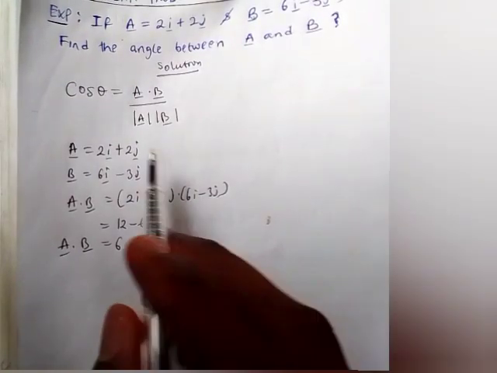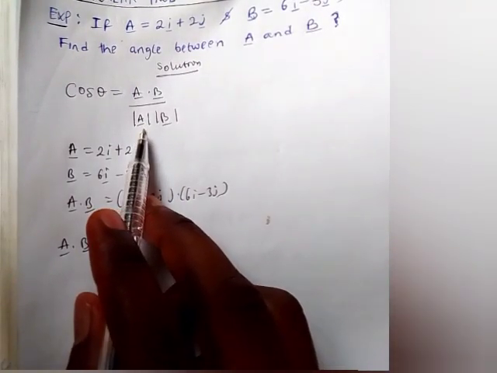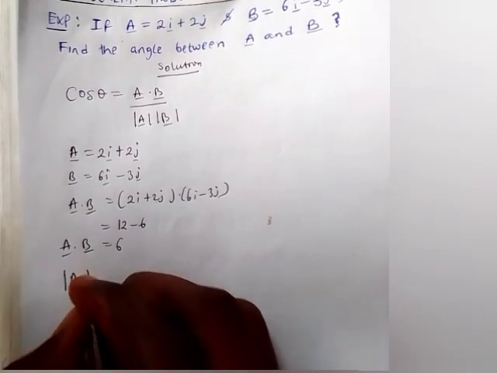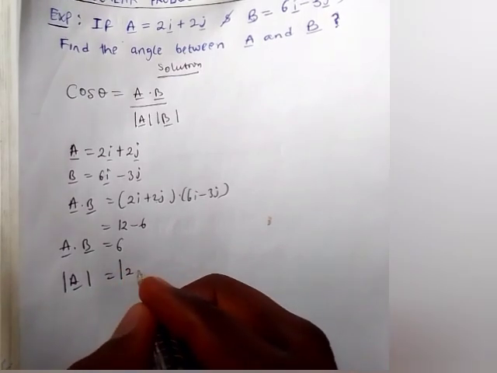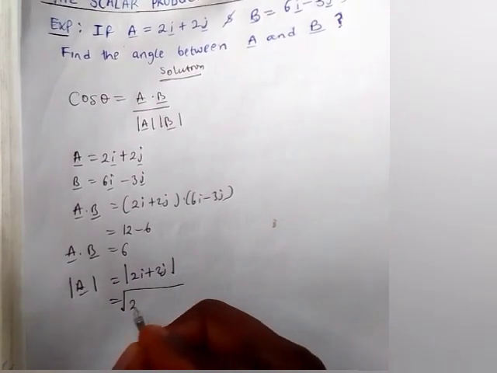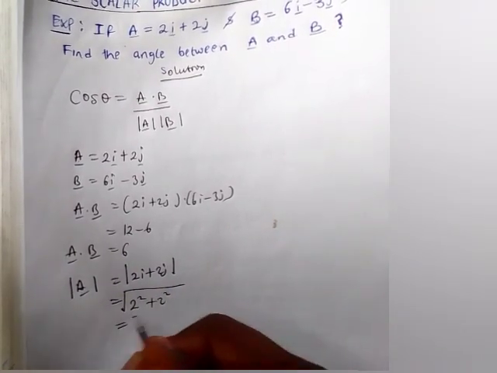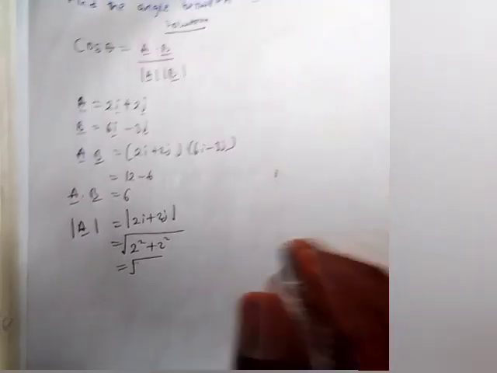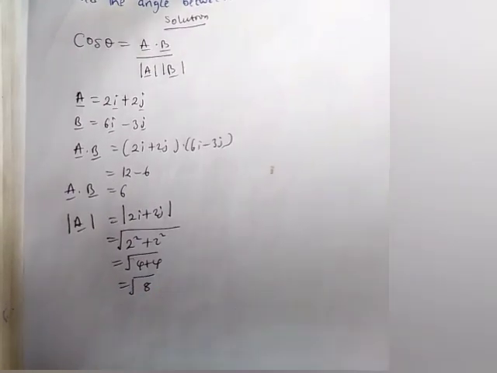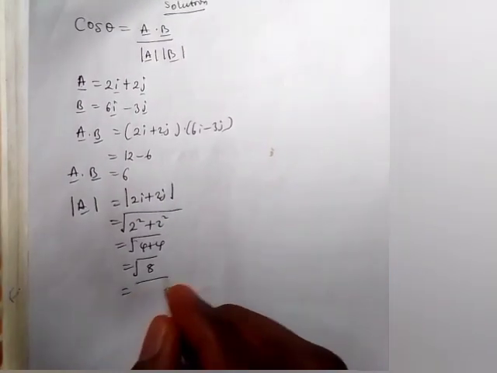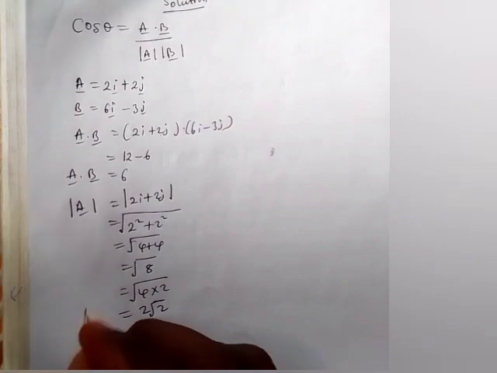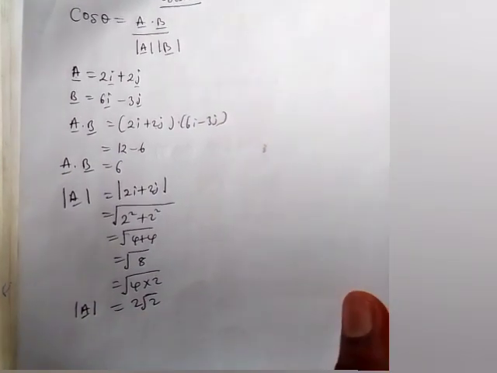Now, the next thing to do is to evaluate the magnitude of A and magnitude of B. Since our vector A is this, the magnitude of vector A is simply the magnitude of 2i plus 2j. If we do that, we have 2 squared plus 2 squared, which is simply the square root of 4 plus 4, in which we have square root of 8, which can be simplified by writing it as 4 times 2, which is 2 root 2. So magnitude of vector A is simply 2 root 2.